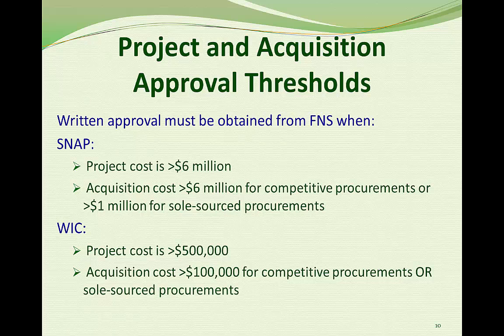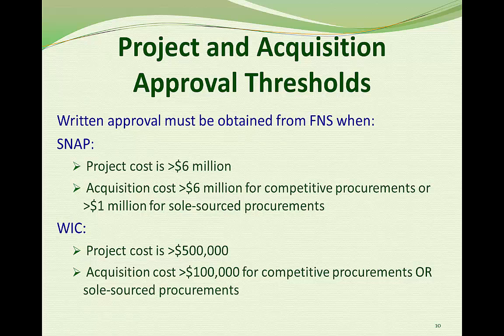Within that, the state may plan to hire a contractor for substantial development work costing $25 million. That would require FNS approval. In addition, the state may plan to hire a QA contractor for, say, $2 million. That's below the threshold for approval of acquisitions, so it would not require FNS approval as long as the contract is competitive. If the state hopes to sole source for those services, it would require approval because the threshold for sole sourced acquisitions is $1 million.